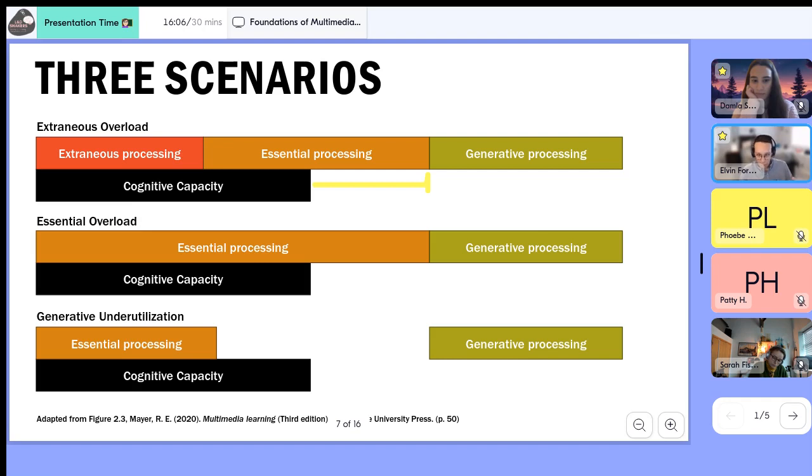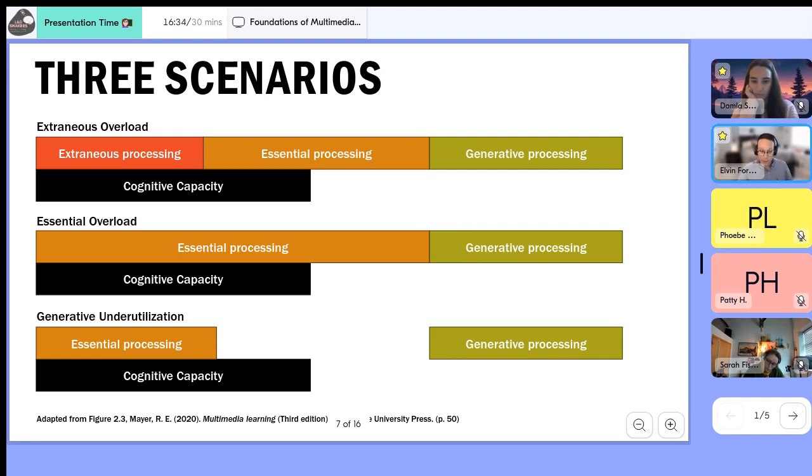There's essential overload. So, okay, we're a little better now. We got rid of everything that's extraneous, but what you're teaching is really hard, right? And so the learner's doing the best they can, but you didn't do anything to make it easier for the learner to process it. And so they still never get to fully understand the content, and they never start to make the connections.